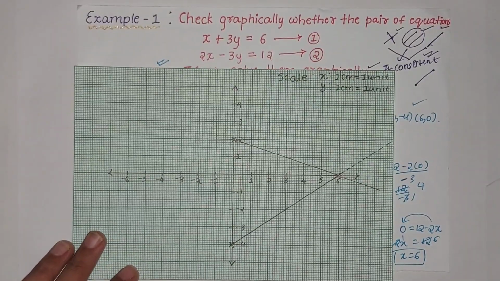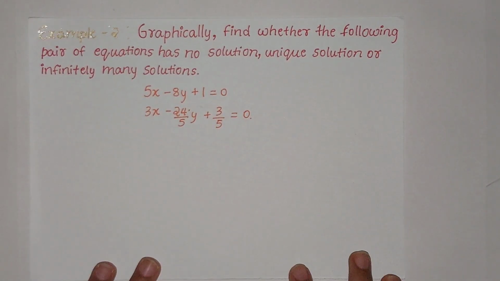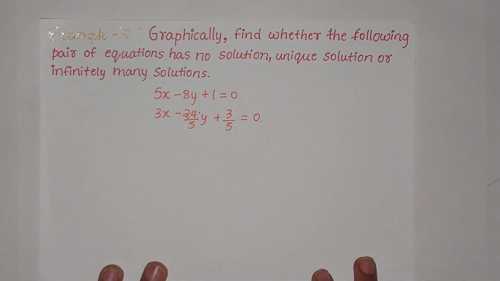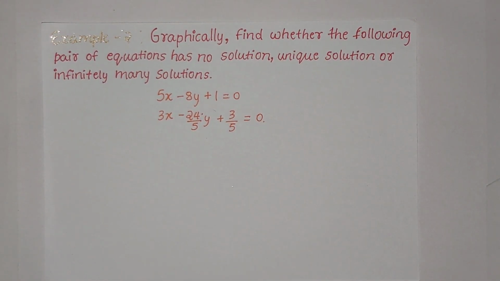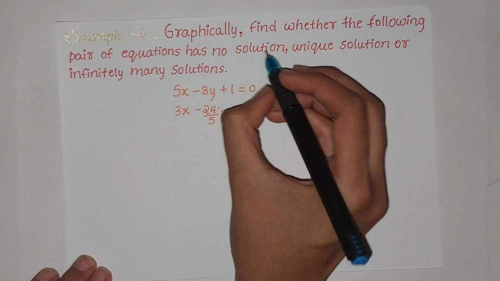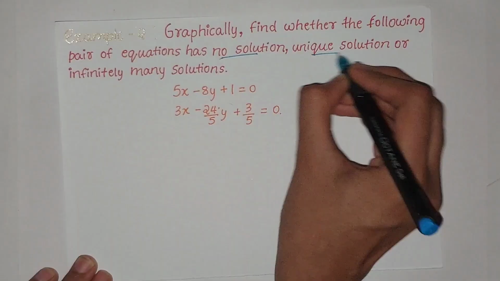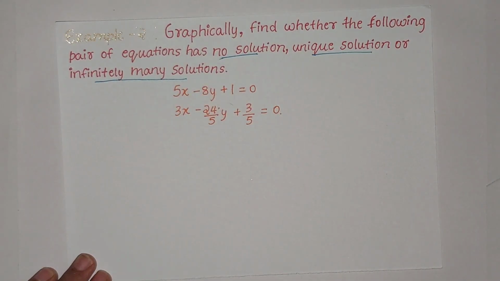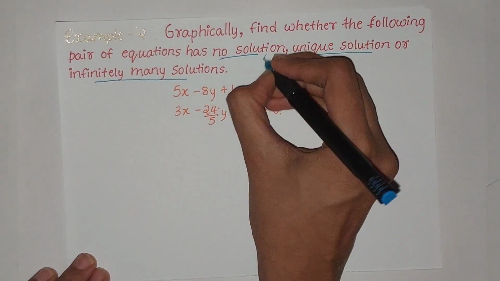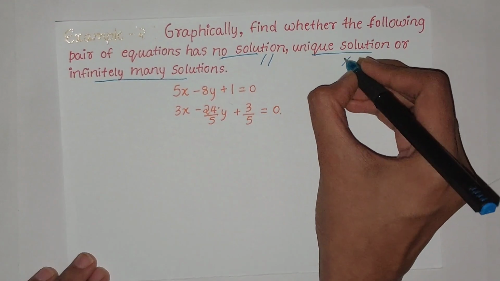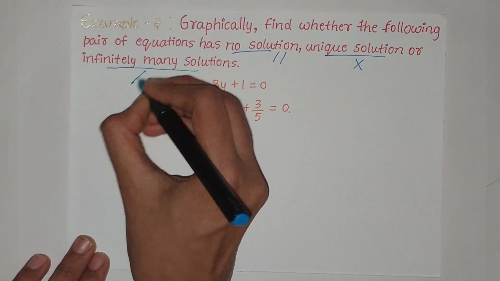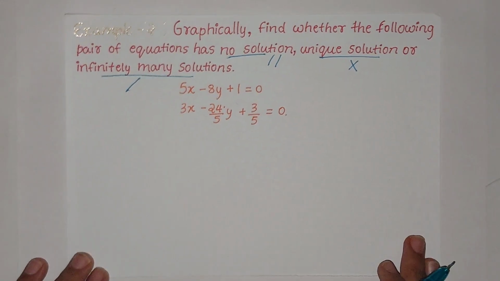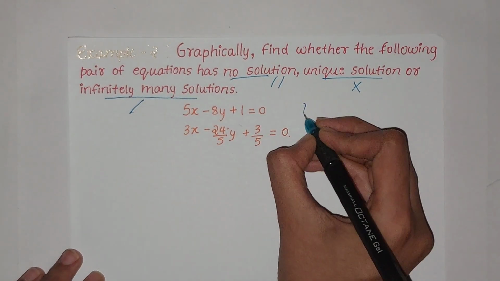Okay. Moving on to the next example. Graphically find whether the following pair of equations has no solution, a unique solution, or infinitely many solutions. So we should see whether the pair of equations has no solution, unique, or infinitely many. And how can we tell? If it is no solution, then we should get parallel lines. If it is unique, then we should get intersecting lines. If it is infinitely many solutions, then we should get coincident lines. Right? Now, how can you solve this equation?